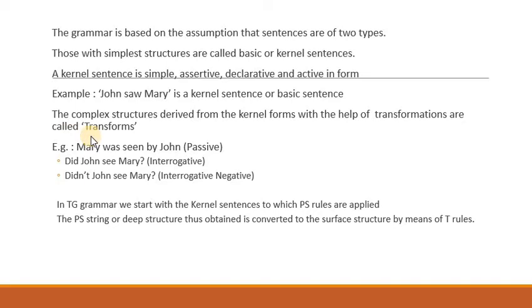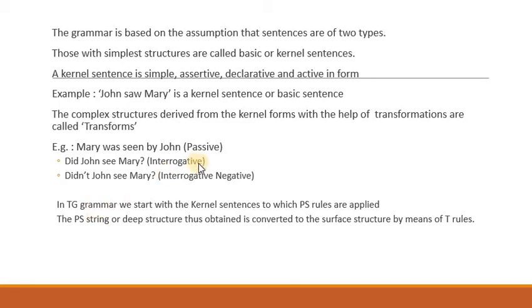So TG grammar is based on this simple assumption that sentences are of two types: simple sentences, also known as kernels, and complex sentences, also known as transforms. And we saw how the transformation takes place, or what these transforms are called, right? In TG grammar, we start out with a kernel sentence. We start out with a simple sentence.